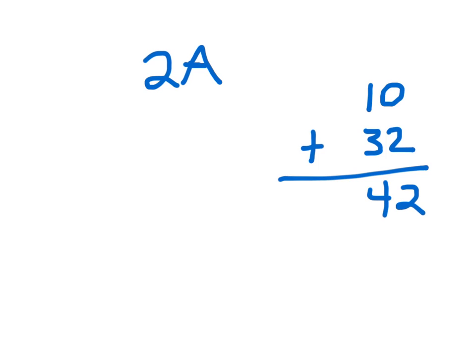Then to convert hexadecimal to decimal, you just remember the place values you have. So we have A, which is 10 in the ones place, that means we have 10, and we have 2 in the 16s place, which means 32. We add it together and we get our answer.